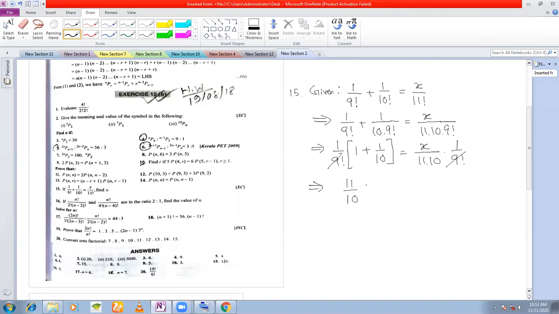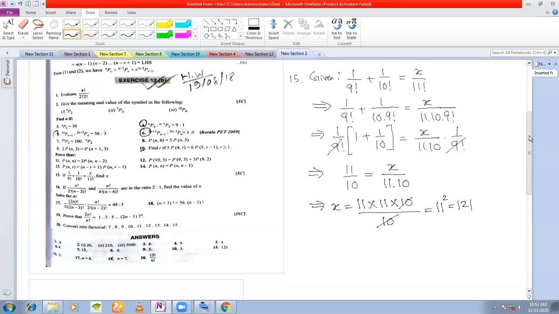You're left with 11 by 10 here. Okay. And this is x by 11 into 10. So therefore, what is the value of x? x is 11 into 11 into 10 whole divided by 10. So these two tens cancel. You get x is equal to 11 square or 121. 121. So that is how you find out the value of x.